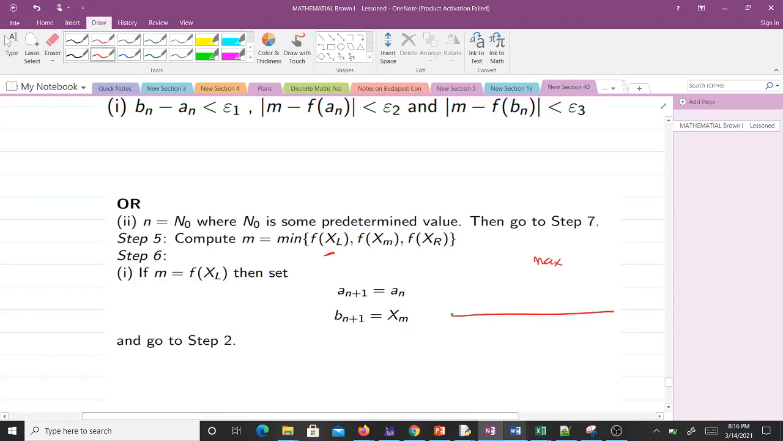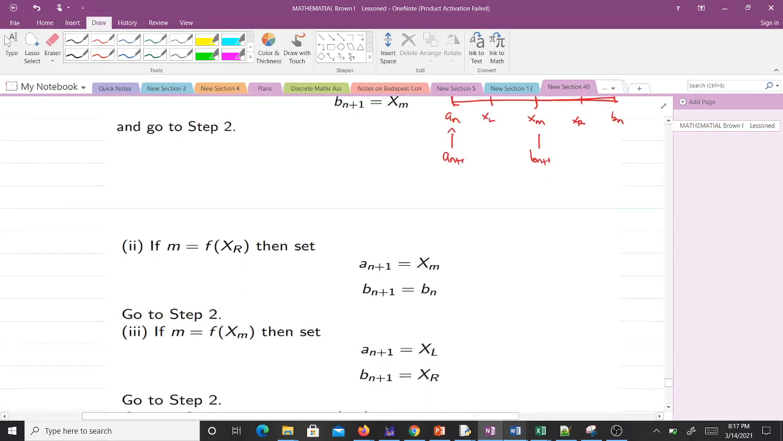So this is how it is. We have the interval, we have an here, bn here, xl, xm, xr. If m is xl, that means we will take this interval away and we will only be interested in this interval. So our new an plus 1 will correspond to an, and our bn plus 1 will be xm. That's what it means. Then we go to step 2 and we continue doing our iteration.